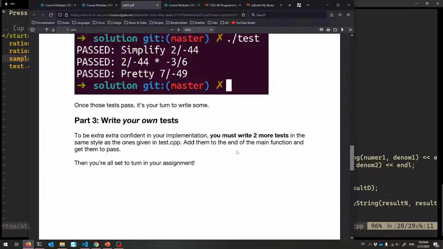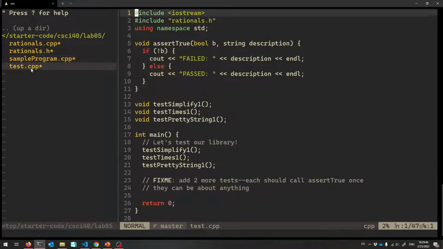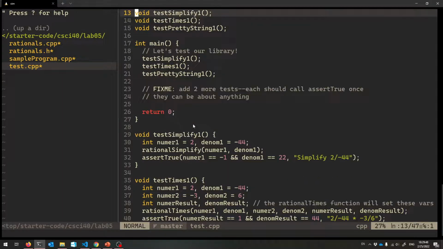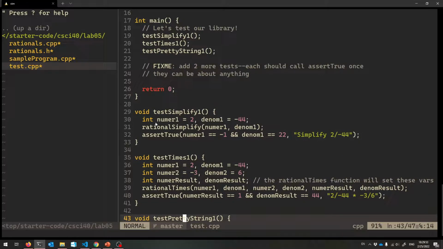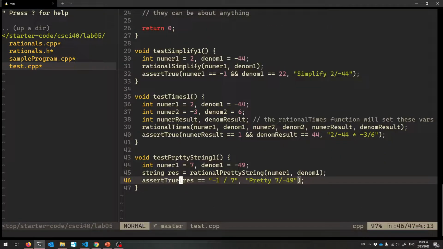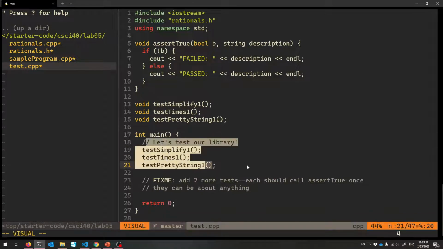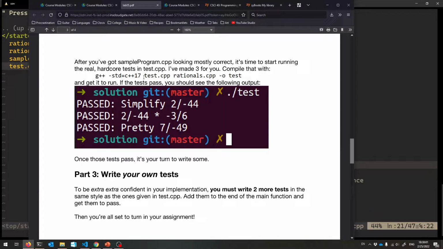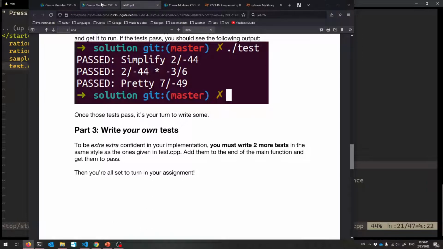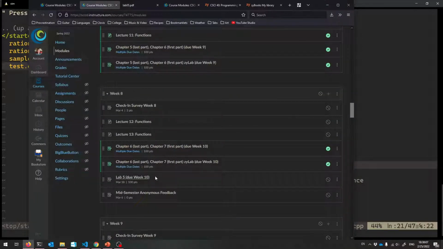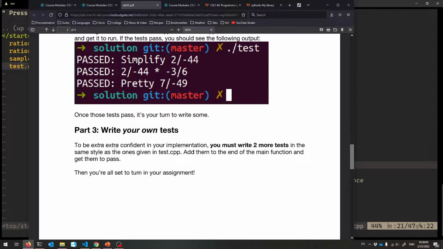And then finally, I have made a test file, test.cpp. I've made some tests for you already. Here they are. They test in more detail your functions that you're implementing in this library. So get those passing first. You'll compile and run that. And then I want you to write your own tests. So this is why it's going to be a 2-week lab. This is going to be due week 10 because you're also writing some of your own tests.